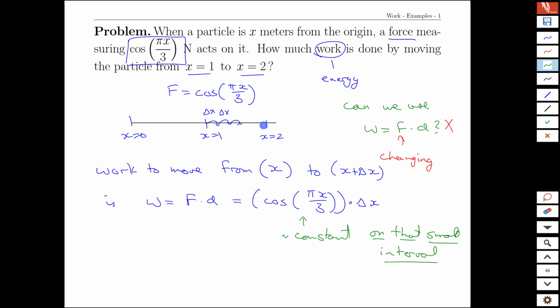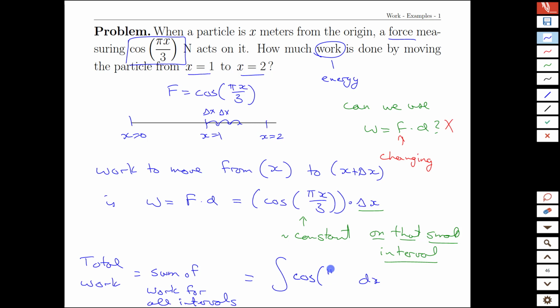We can't go the entire span all at once because the force would change noticeably over that interval. But on a tiny little interval, especially one that we're going to let go to 0 later on, we can treat that force as constant over that tiny interval. And that leads us very quickly to our total work calculation, which is the sum of the work for all intervals. And we represent that with our integral. The only change we have to introduce is that our delta x has to become a dx, and otherwise everything else stays exactly the same.